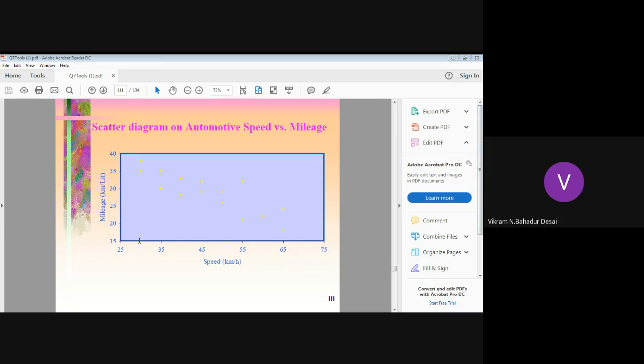If you go at lower speed, it is giving 35 kilometers per liter at this speed. As you increase your speed to 65, your mileage is between 15 and 20. So that is very important. This is a relationship between two variables, right? The relationship between speed and mileage.